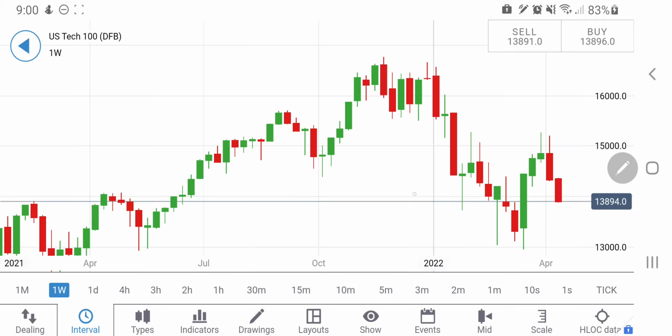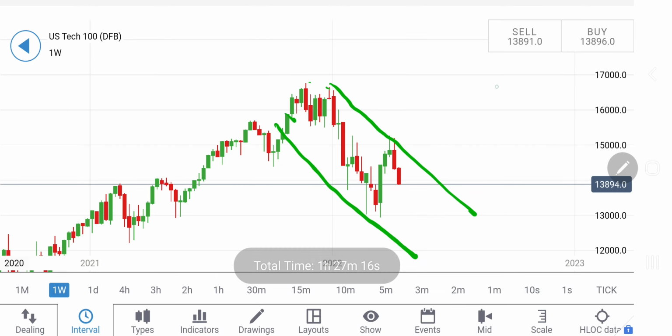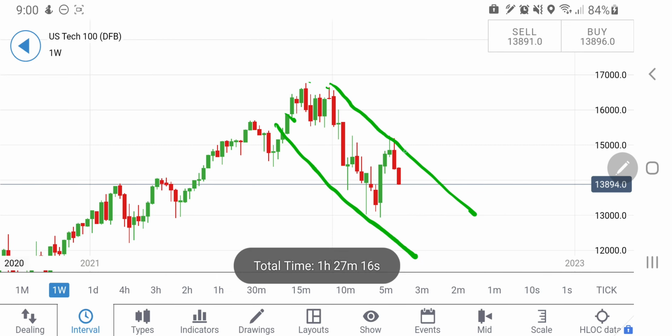Now let's have a look at the weekly charts out there. On the weekly charts, very clearly, first, so this is the channel in which it is trying to trade. It has seen the highs 15,200, now trading with a drop.